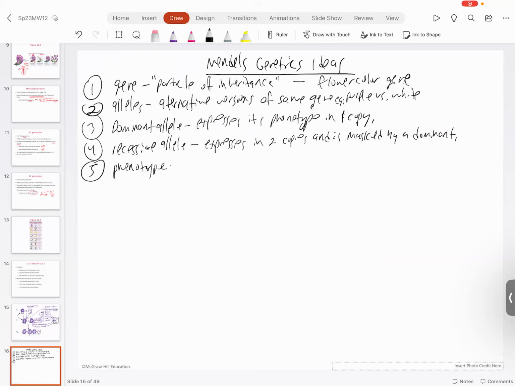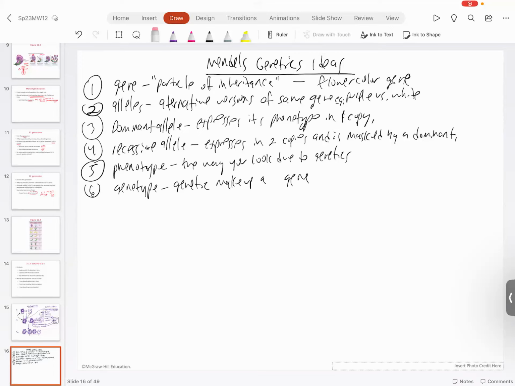phenotype, which is the way an organism looks, and genotype, which is your genetic makeup at a particular gene. You can think of that as your allele makeup.